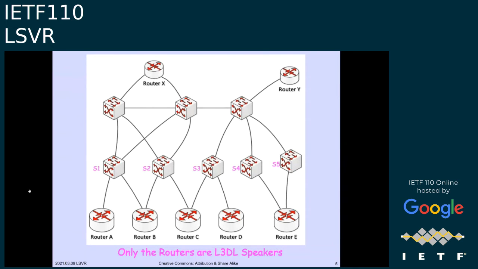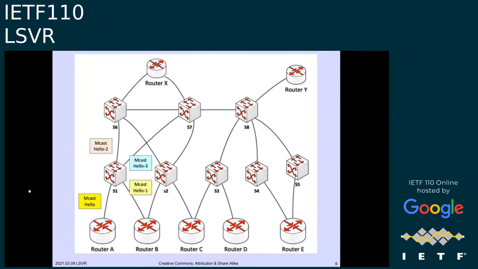No, next slide. It's fine. So essentially, the things labeled routers are L3DL speakers. The things not labeled routers, the little cubes, are switches. Whereas if you use the multicast to-be-assigned MAC, multicast packets will go not only through them, but as a switch receives one, next slide please, it will re-announce it. You see the multicast hello coming up from router A, and switch one re-announcing that on all its other interfaces. Next slide, please.